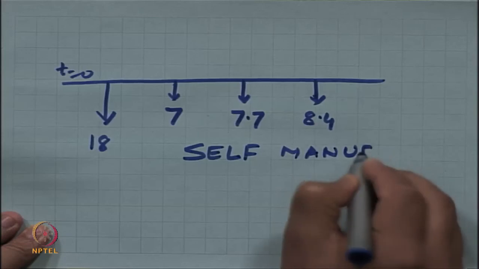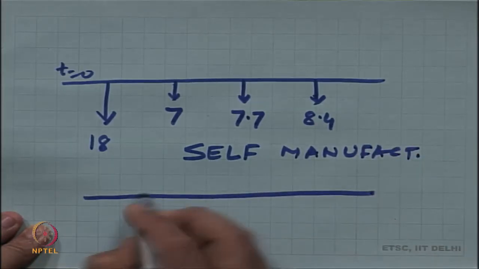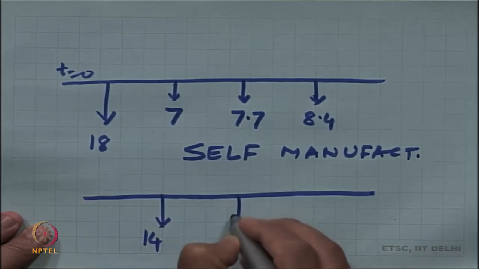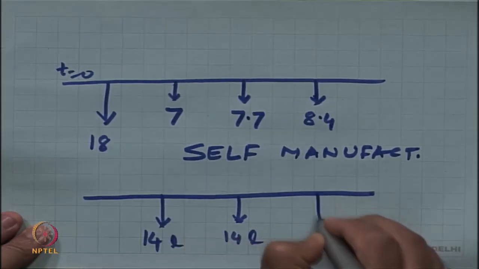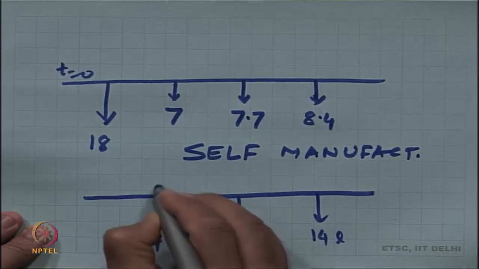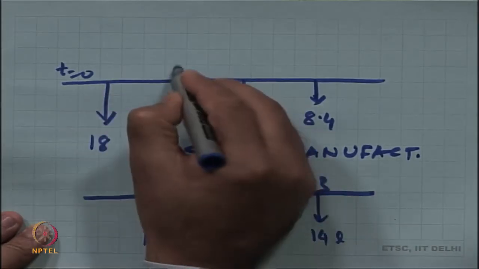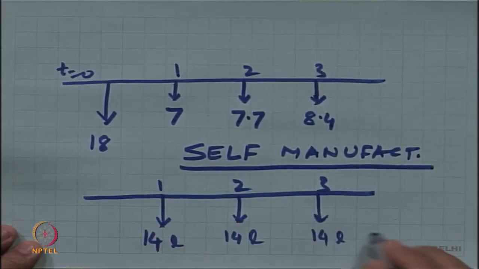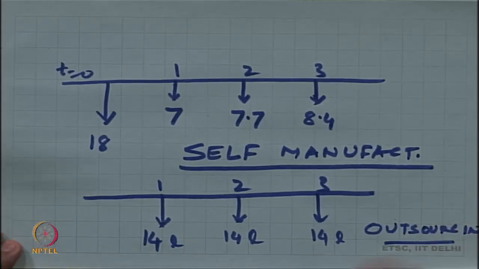This is the cash flow diagram corresponding to self manufacturing, and then we also have the cash flow diagram against outsourcing, which is common, 14 lakhs every year for the next 3 years. So, these are the two cash flow diagrams. This is year 1, 2 and 3. This is year 1, 2 and 3. So, you have to make a choice between self manufacturing versus outsourcing. This is the outsourcing example.